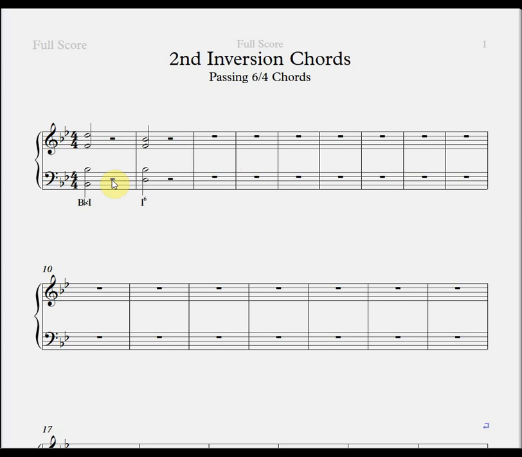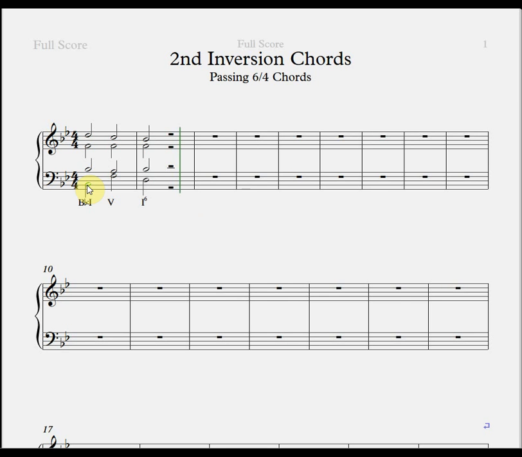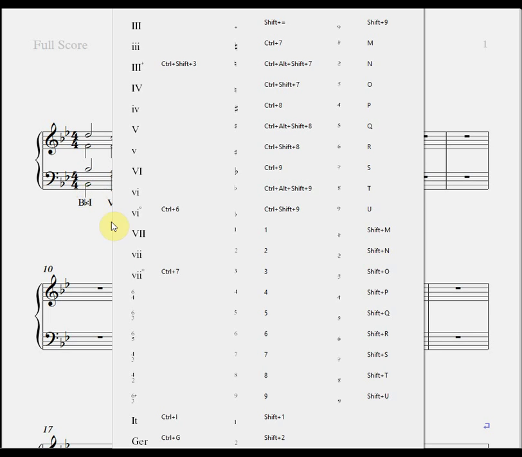Now let's put in a dominant chord here. So this is just the dominant in root position at the moment. You'll notice we've got doubled root, third, fifth. So this sounds fine. But of course it's not a passing 6/4 progression. A passing 6/4 progression requires this chord should be in second inversion. So let's put it in second inversion and see what happens.